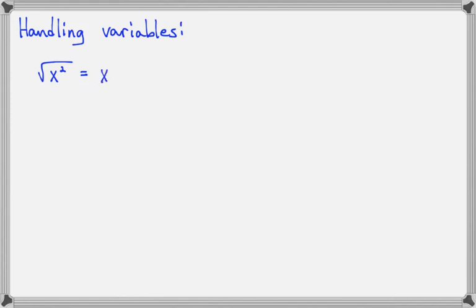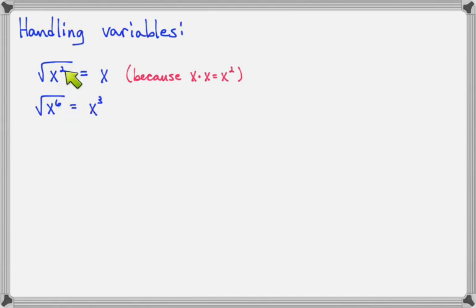Most of the time in your instructions you'll notice a little thing that says assume all variables represent positive quantities. And that's so that we don't have to worry about absolute value bars, and we just assume that x is positive. And same thing goes here. So the square root of x to the 6th, we're looking for something times itself that gives you x to the 6th. Well, x to the 3rd times itself gives you x to the 6th, because 3 plus 3 is 6.